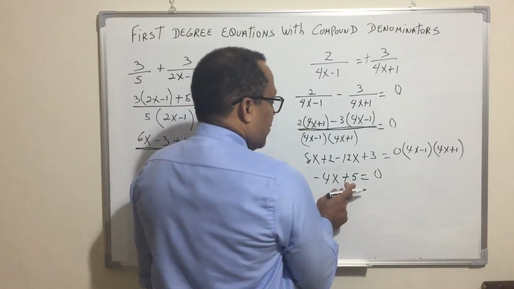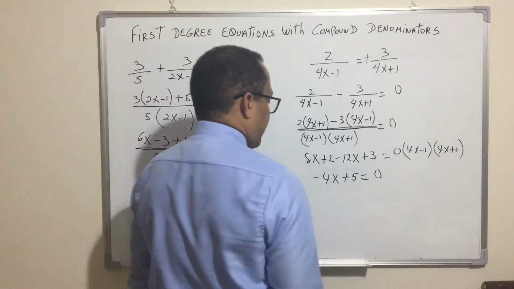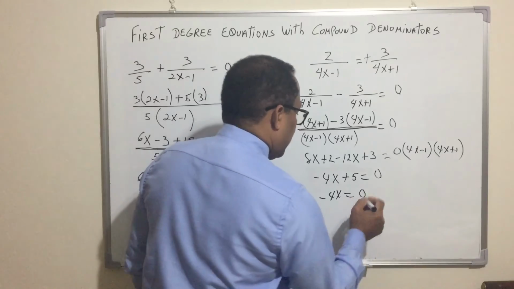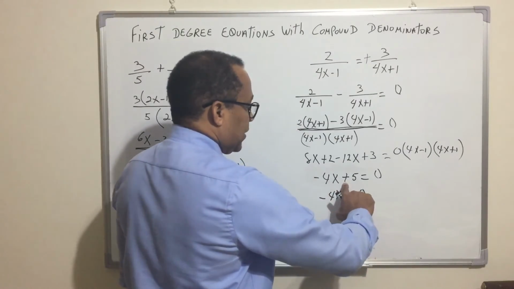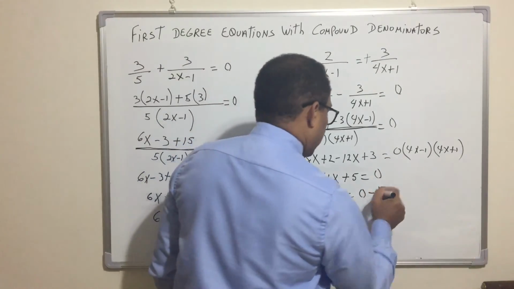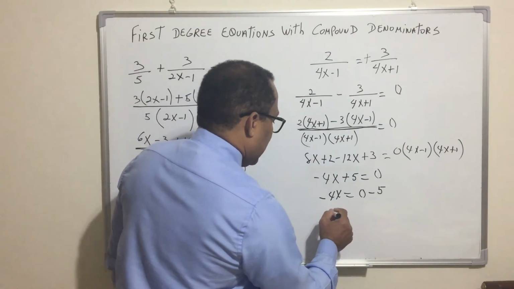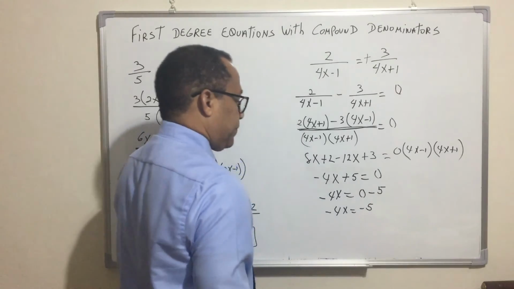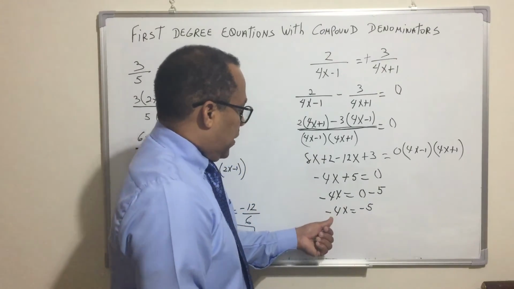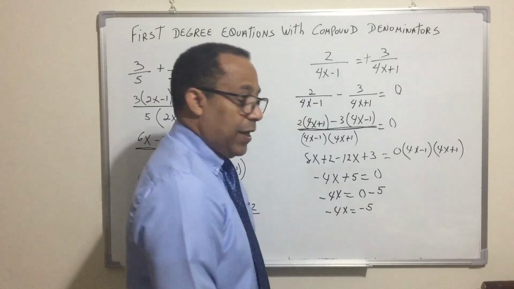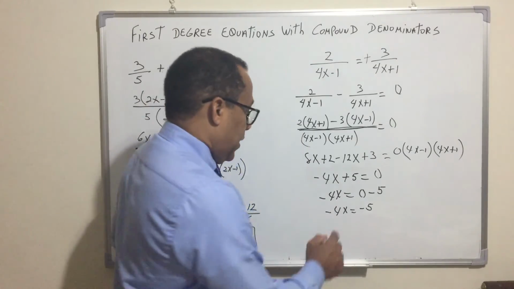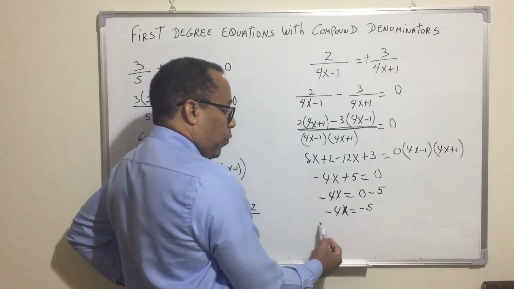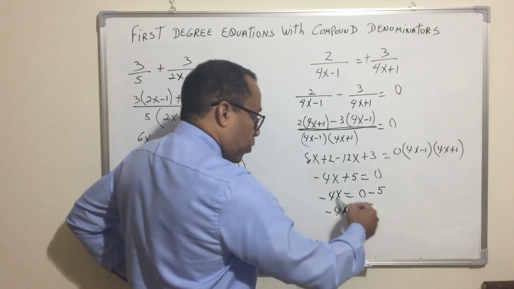I'm going to take the 5 from the left to the right. Bring down the negative 4x equals 0. 5 is positive, goes subtracting. So we have negative 4x equals negative 5. The negative 4 is multiplying, and here is the important part to understand. This operation, negative 4x, means negative 4 times x. So this is a multiplication.